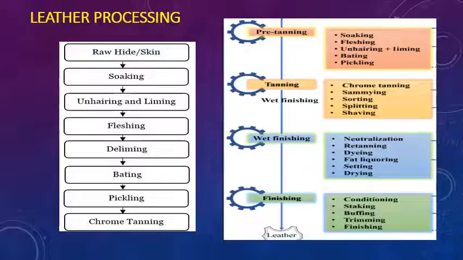chromic sulfate is used. And after that there is sorting, splitting and shaving, and then there is further finishing like neutralization, re-tanning, dyeing, fat liquoring, setting and drying. These things are to improve the quality of leather and to impart special qualities. And then there is final finishing, that is conditioning, staking, buffing, trimming and finishing. So these steps briefly we will discuss throughout this lecture.